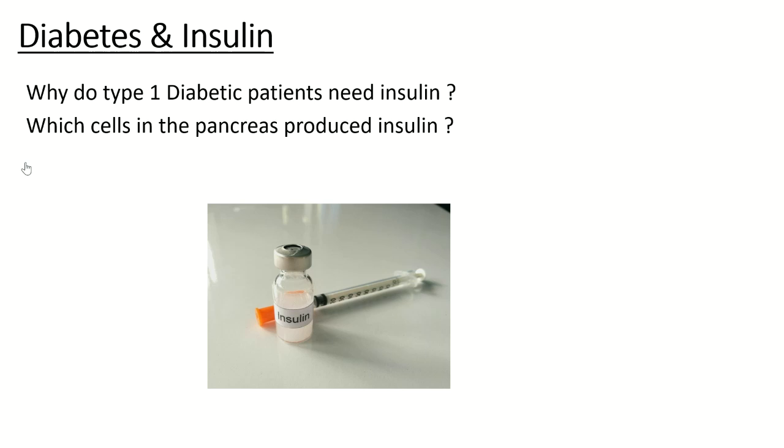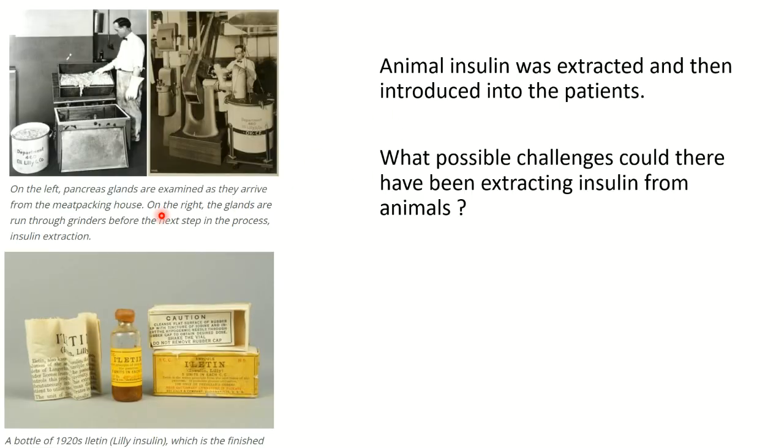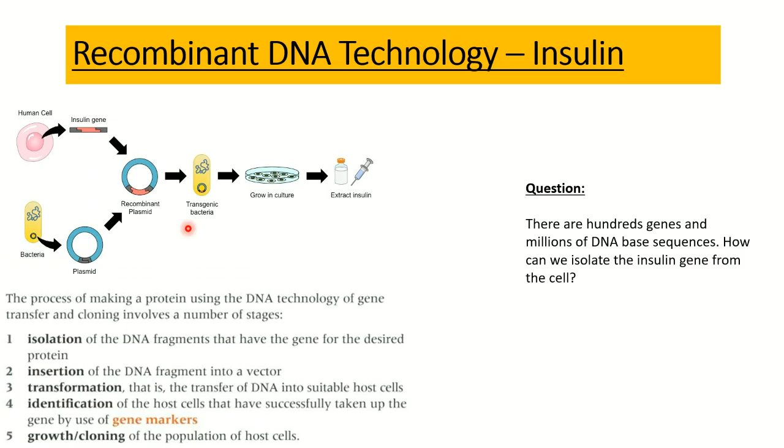I want to start this topic with the example of diabetes and insulin. We know diabetic patients, type 1 mainly, require insulin injections, and insulin is so important for diabetes. How do we make insulin? Before, insulin was made using animal extractions, and that was quite challenging. It was time-consuming and also cost a lot, with a risk of infection and immune rejection as well. So scientists thought we need to develop better ways, and this is what we have: recombinant DNA technology.